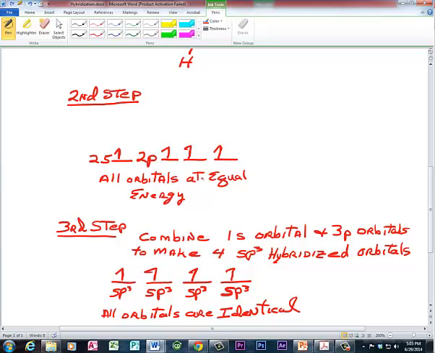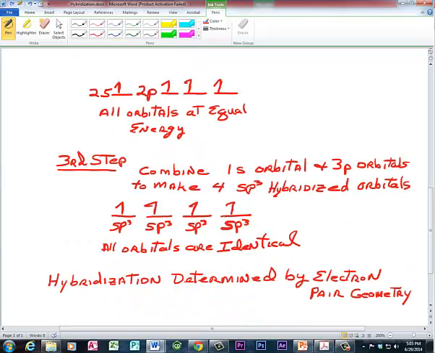Now all orbitals are equal in energy, and the third step is to combine the 1s orbital and the 3p orbitals. These are all p orbitals. There are 3 of them. What we're going to do is combine them into 4 equal sp3 hybridized orbitals. Now all the orbitals are identical to each other, and you can think of it this way. It's as though we took 1s orbital and 3p orbitals, threw them into a blender, blended them together, and we came out with 4 sp3 hybridized orbitals.